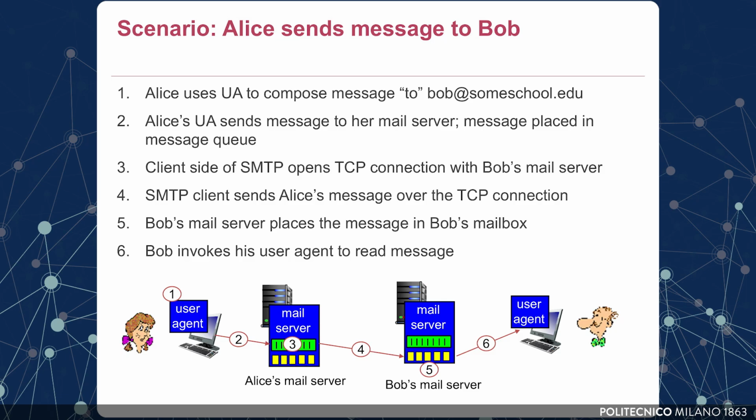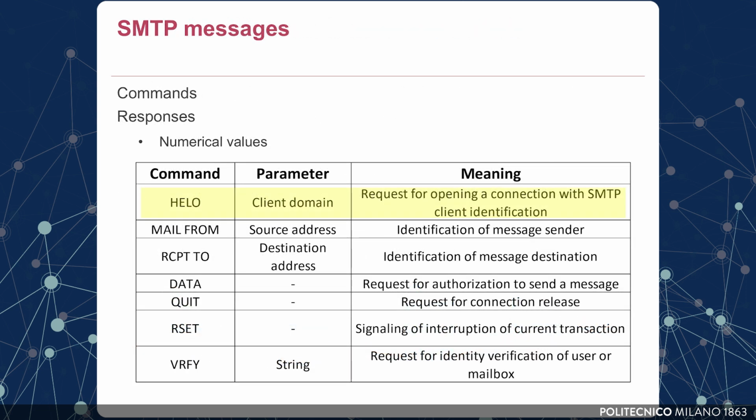The SMTP client in Alice's mail server then establishes a TCP connection with Bob's mail server and transfers the email over the network. Bob's mail server stores the message in his mailbox. Finally, Bob retrieves the email using his user agent, which connects to his mail server using an email access protocol like POP3 or IMAP. SMTP uses a series of commands and responses to transfer email messages.